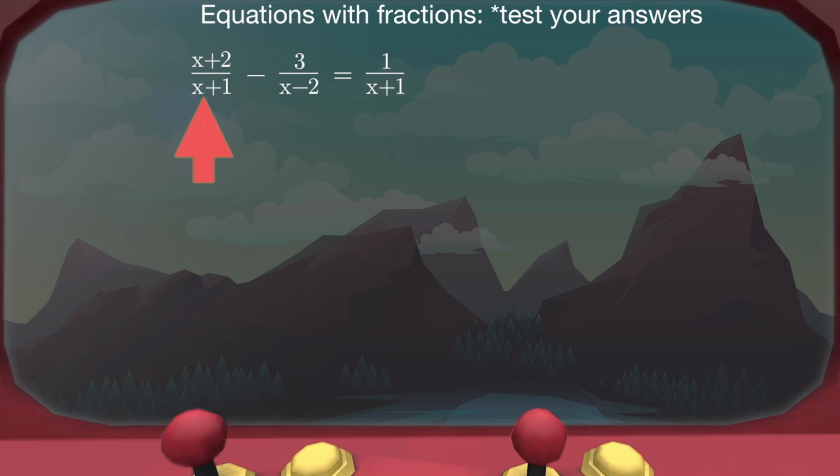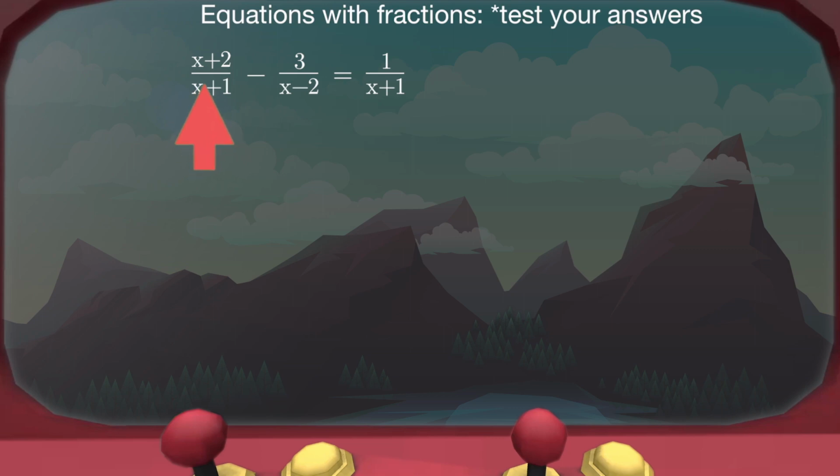So, for example, if we get an answer where x is equal to -1, then we do the substitution. -1 plus 1 gives us 0. We're not allowed to divide with 0, so x cannot be -1. Okay, so just remember, we have to test our answers when we have equations with fractions and there's an x in the denominator. Now let's jump into this example.